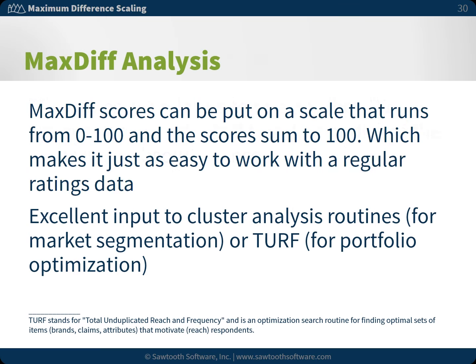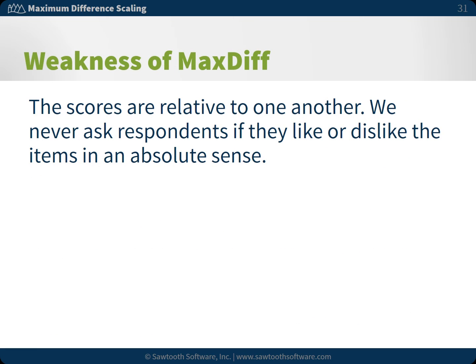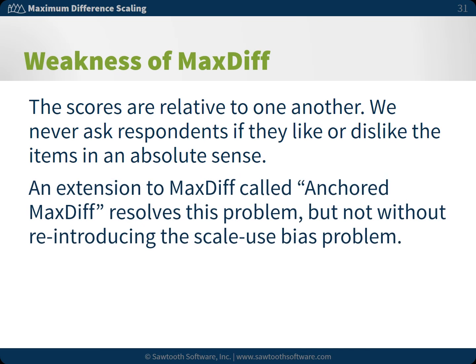A weakness inherent in MaxDiff is that the scores are relative to one another. We never ask respondents if they like or dislike the items in an absolute sense. Depending on your goals, this may or may not be a hindrance. An extension to MaxDiff called Anchored MaxDiff resolves this problem, but not without reintroducing the scale use bias problem.